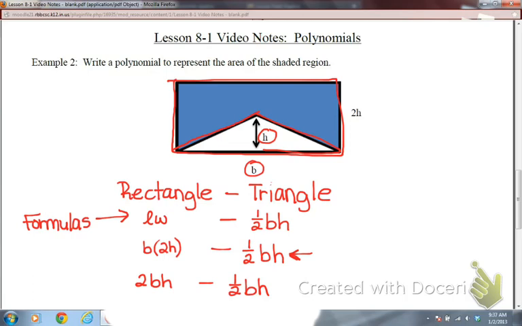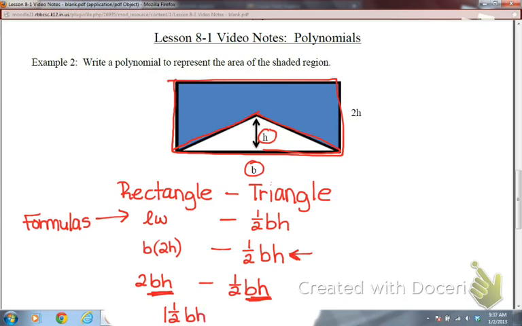Sorry about that. Since we have a binomial here, and they have the same exact letters, and also the same exponents, you don't see any exponents, but since they have the same letters here, that means we can actually combine them. So this is 2BH minus 1/2 BH. Well, 2 minus 1/2 is 1/2. So we write that it's 1/2 BH.